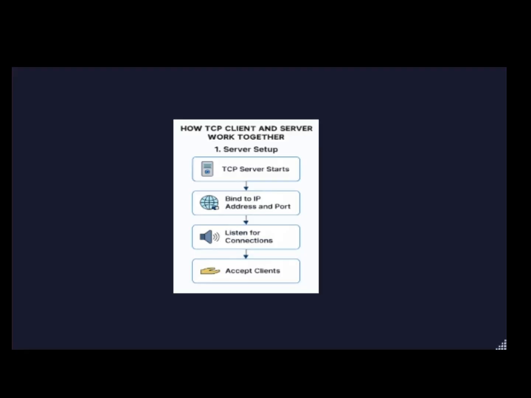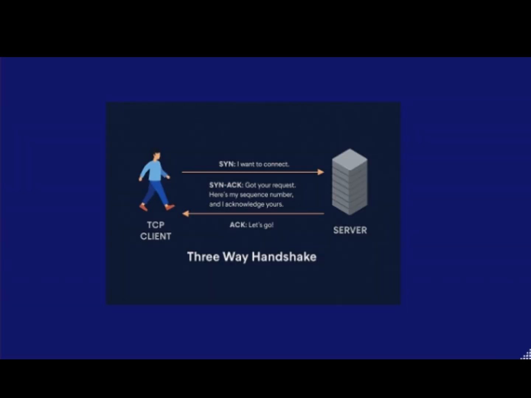Now, TCP client and server work together in the following way. 1. Server setup. The TCP server starts first. It binds to an IP address and port. It begins listening for incoming connections. Client connection: the TCP client initiates a connection to the server's IP and port.